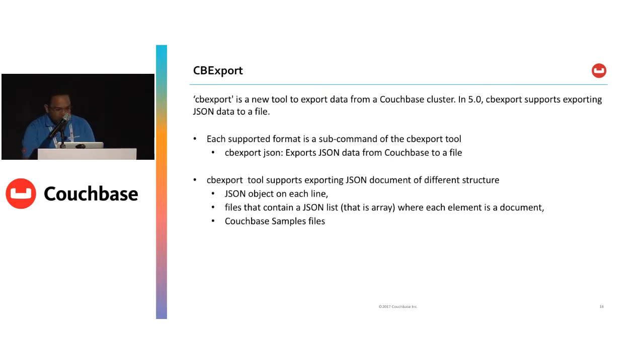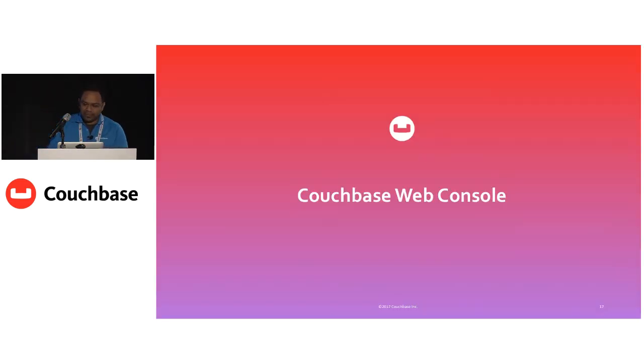So we are introducing two new tools, cbimport and cbexport. I'm not going to spend time here because Eben is going to do the demo on these two tools. As I said, cbimport can import CSV format and JSON format. Export right now only exports to JSON, so it doesn't export to CSV.